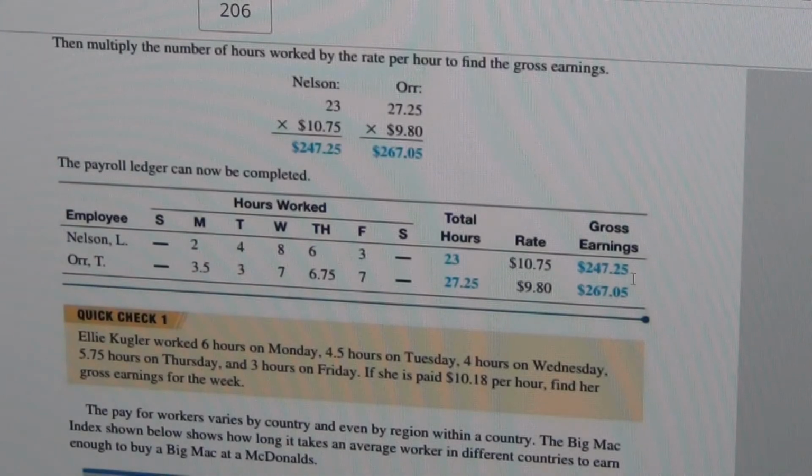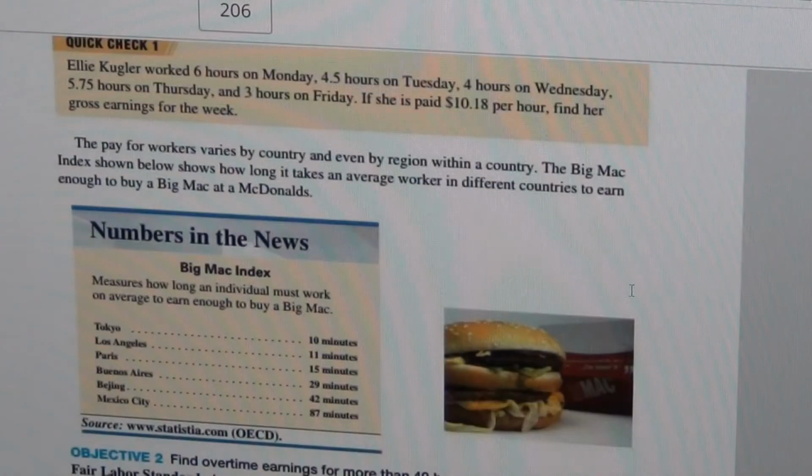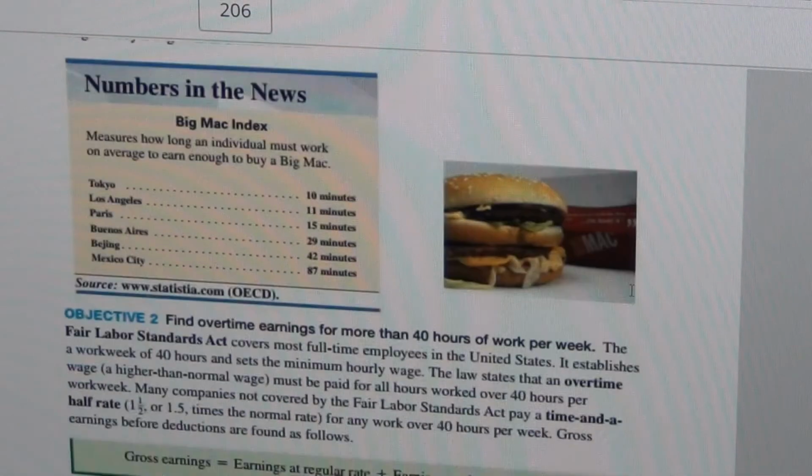Okay, 247.25, 267.05. So now we have the gross earnings for each individual. Before we go too much further, that's just the gross. We're going to have to turn around and find some deductions for it. But for now, at least we have a good feel for the gross earnings.